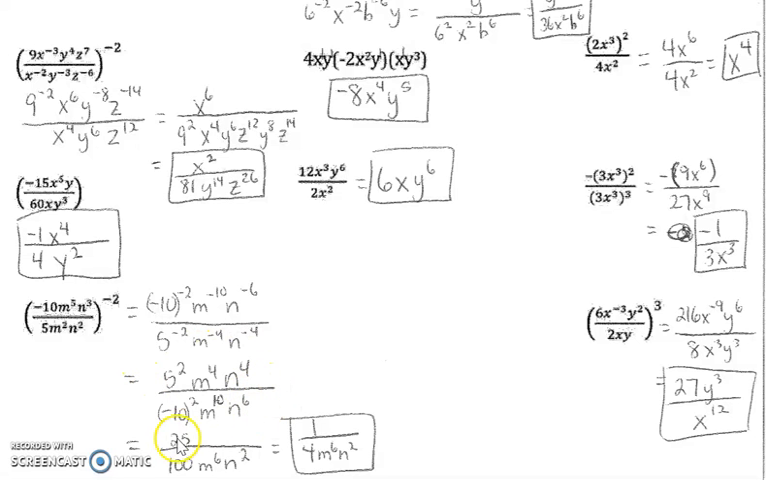Okay? Reduce those numbers, so 25 over 100 get reduced. Subtracting your exponents, 4 minus 10 is negative, so it goes to the bottom. 4 minus 6 is negative, so it also goes to the bottom. I think that's all I've got for you.